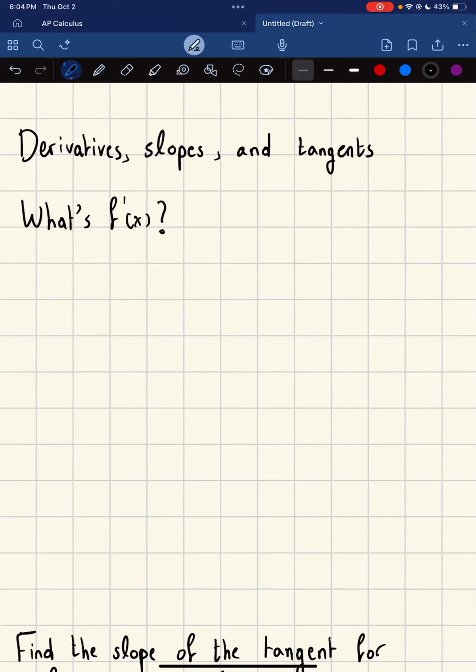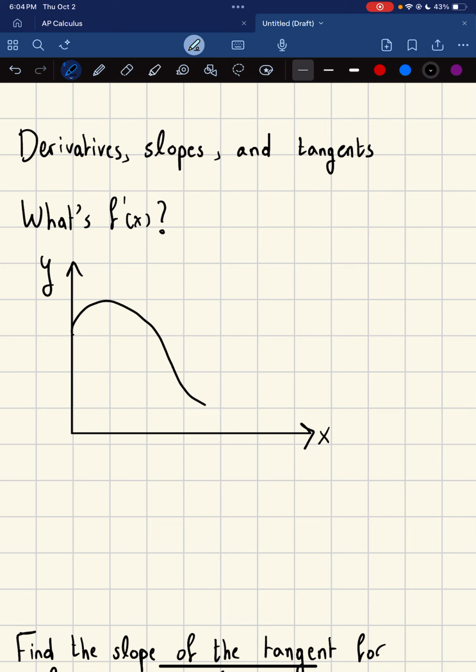Today we're going to be discussing derivatives, slopes, and tangents. So first things first, what is f prime of x? F prime of x is basically the slope of any tangent that is on f of x. So let's say first of all we have a random function, x, y. Let's say we have this function over here.